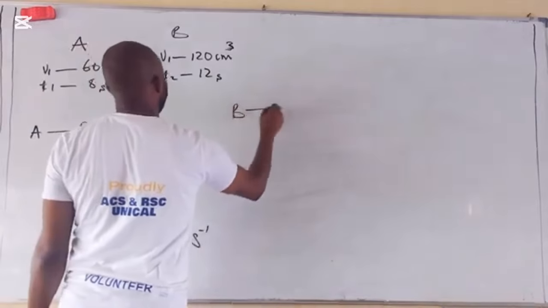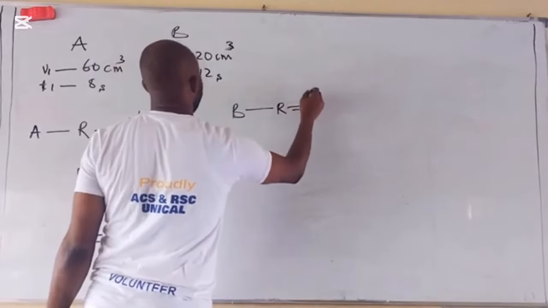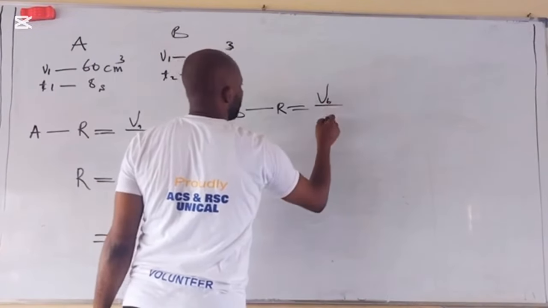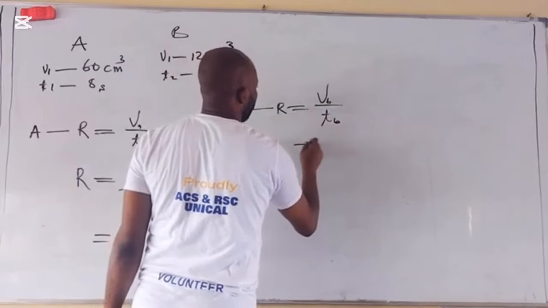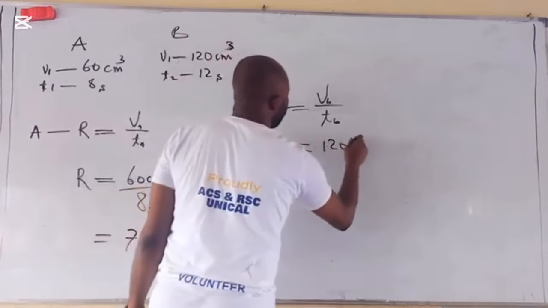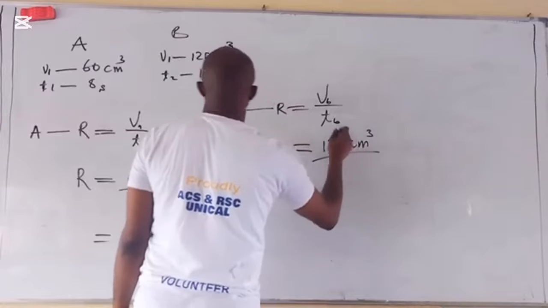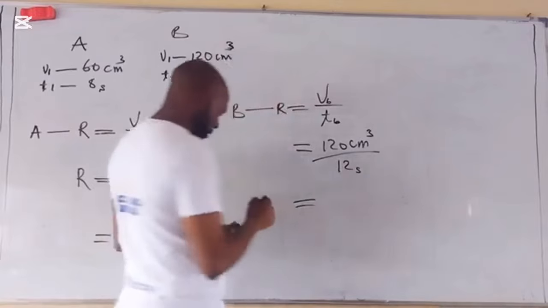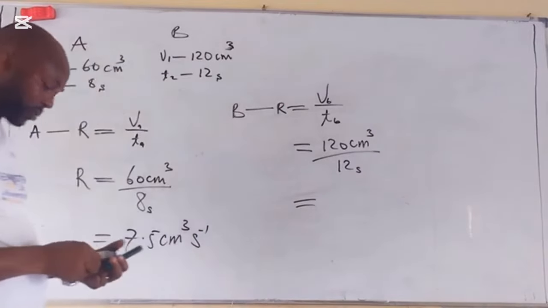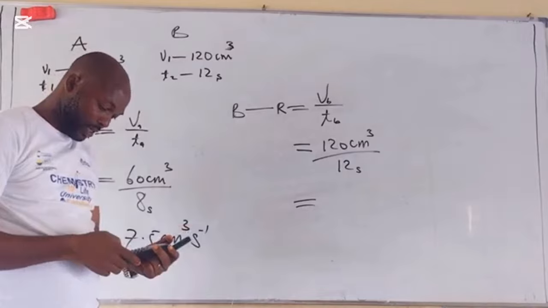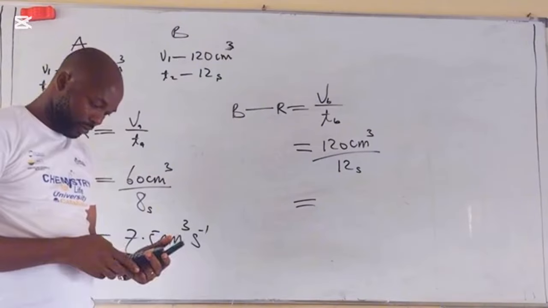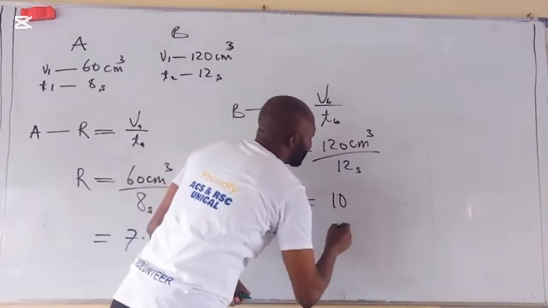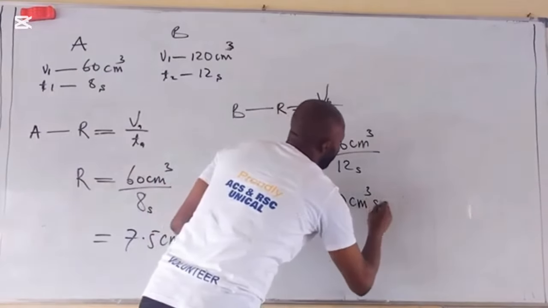Gas B rate is equals to volume of B over the time of B, and this is equals to the volume is 120 cm cube over the time is 12 seconds, and this is equals to 120 divided by 12 is 10. So I have 10 cm cube per second.